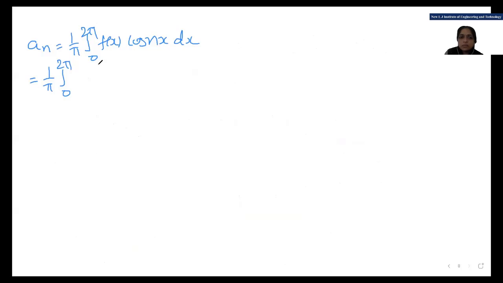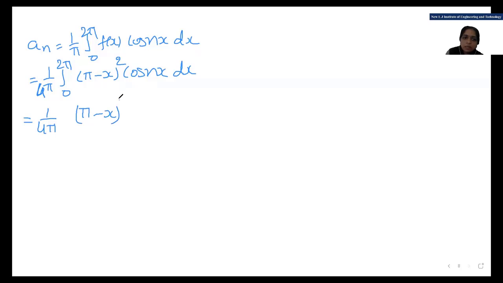Now for the second value, that is an. The formula of an is 1 by pi, integral 0 to 2 pi of f of x cos nx dx, right? As you know, f of x is (pi minus x) whole square upon 4. So I keep 4 here, and this one is (pi minus x) whole square cos nx dx. Students, again we are applying Leibniz rule, that is u dot v. Our u is (pi minus x) whole square and v is cos nx. So 1 upon 4 pi.